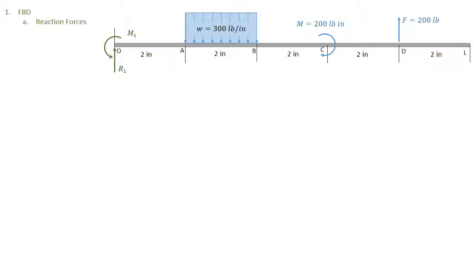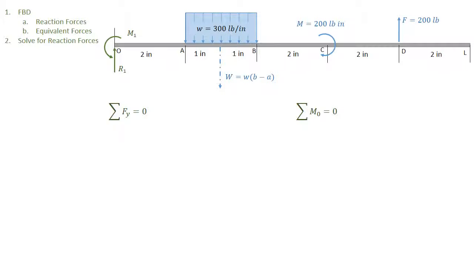And I'm going to denote positive in the typical counterclockwise direction as we're solving this. I'm also going to find any equivalent forces. This is especially important if I have distributed loads. So I'm going to say there's a capital W that's located exactly in the middle of the distributed load. And I'll say capital W is equal to the lowercase w times the area under its curve. Since this is just a uniformly distributed load, that's just B minus A. Now I can solve for the reaction forces.